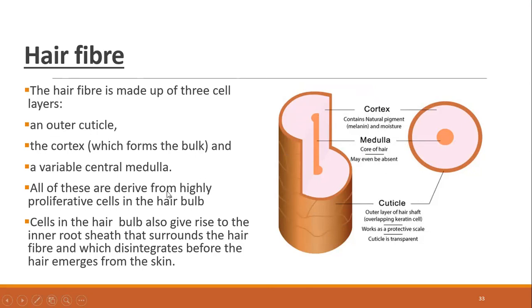All these are derived from the highly proliferative cells in the hair bulb, as already explained. Cells in the hair bulb also give rise to the inner root sheath that surrounds the hair fiber. Outer root sheath is surrounding the hair fiber.